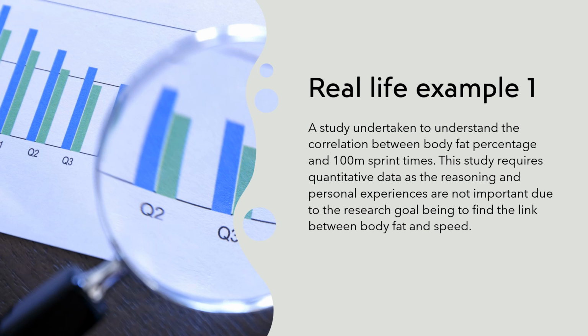So if a study was undertaken to understand the correlation between body fat percentage and 100-meter sprint times, which data method would be used? It would be quantitative data, because the reasoning and personal experiences here are not important, as the only goal of this research is finding the link between body fat and speed. We don't need explanations for this, so it wouldn't make sense to conduct interviews or to conduct surveys. All we need is a table with numerical data, so quantitative data would be the choice here.